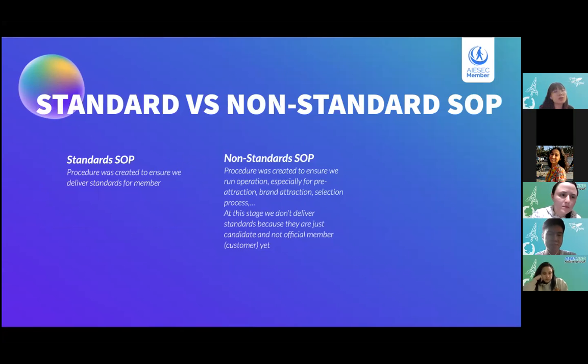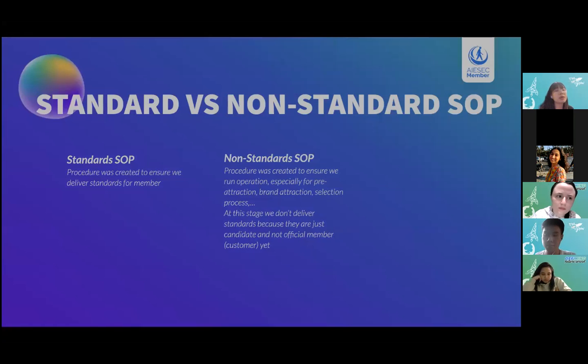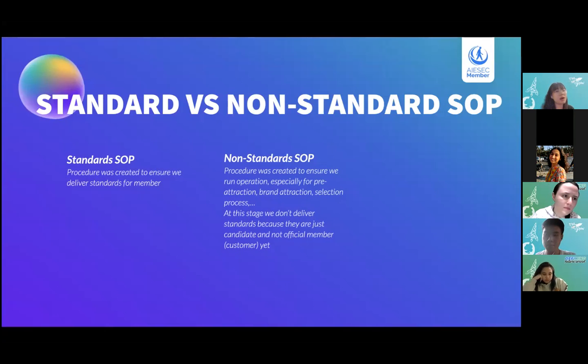The next part that I want you to understand clearly before you start creating your SOP is that you need to have the SOP for the standard and the SOP for the non-standard part. The SOP for the standard part is the procedure that we need to create to ensure that we deliver the standard to the member. You remember that we have 16 standards. Under every standard, we need to have a procedure on how we are going to deliver it. However, in the whole member journey, there are some parts where we don't have a standard, especially before they become our member, which is our customer.